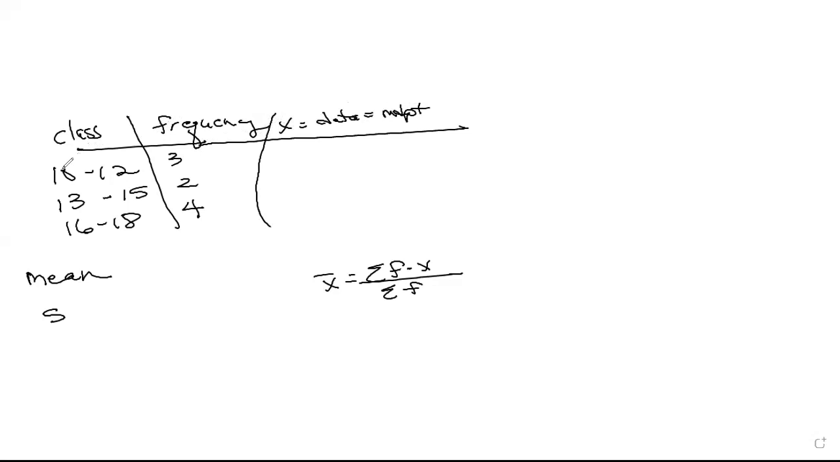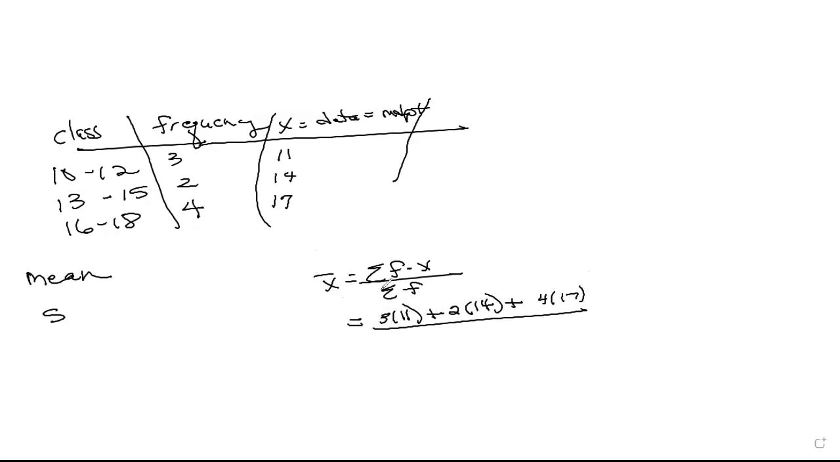So do we understand? I would say 10 plus 12 is 22 divided by 2, and I would get 11. I would say 13 plus 15 is 28, divided by 2 and get 14. 16 plus 18 is 34, divided by 2 is 17. That's my X's on a frequency table. So do we understand? I would say my frequency of 3 times that midpoint of 11, plus, then I would say 2 times the 14, plus, then I would say 4 times the 17.